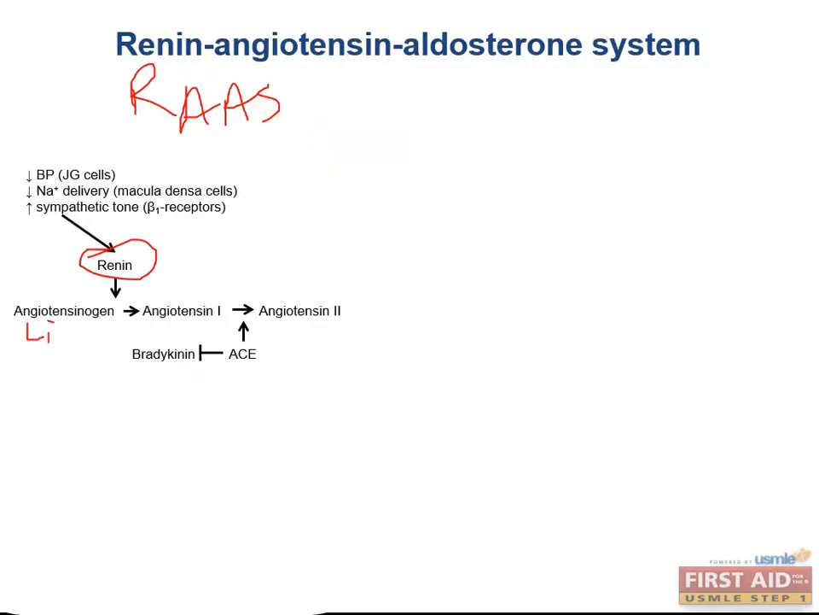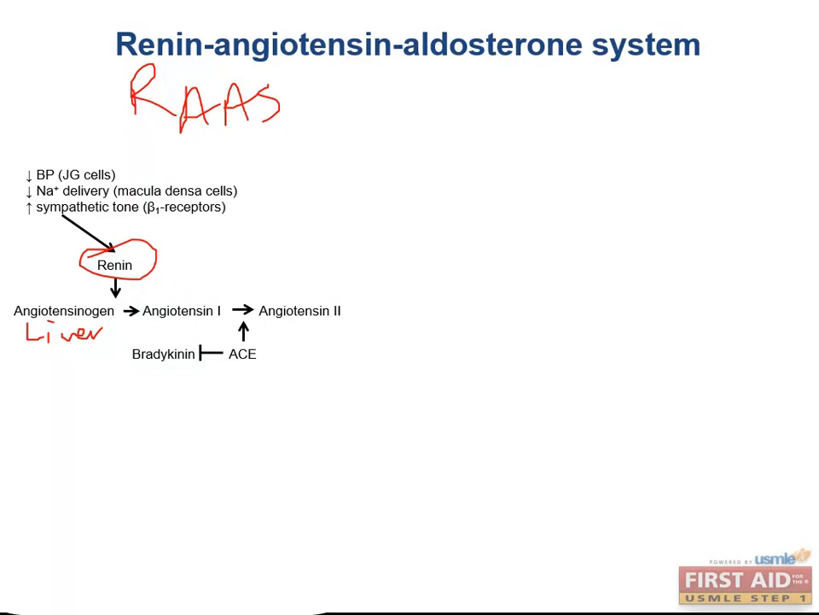into angiotensin I. And angiotensin I is then converted into angiotensin II by an enzyme in the lungs called ACE, angiotensin converting enzyme. Angiotensin converting enzyme, in addition to activating angiotensin, also inhibits bradykinin, which is an important vasodilator.